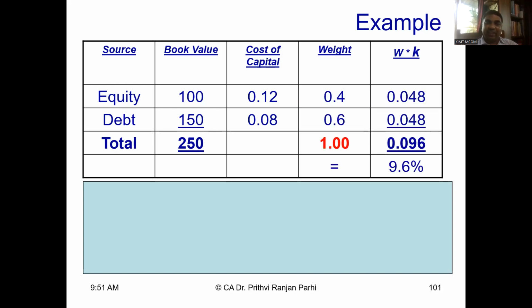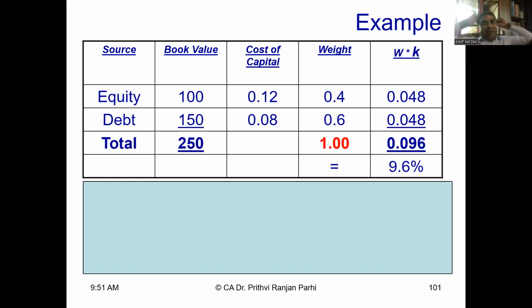Weights, here we are assigning 0.4. On what basis 0.4? Because total is 250, equity is 100. So the ratio of equity is 40%, therefore 0.4. And the ratio of debt is 60%, therefore 0.6. After assigning weights, always do a total. Find out if it is 1, that means your weights are correct.